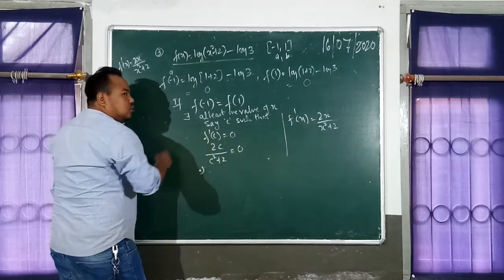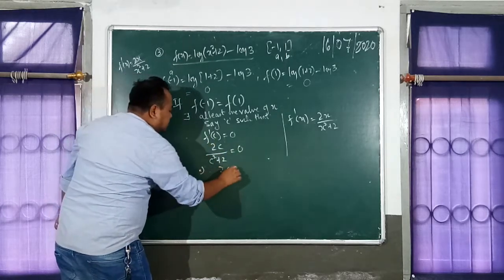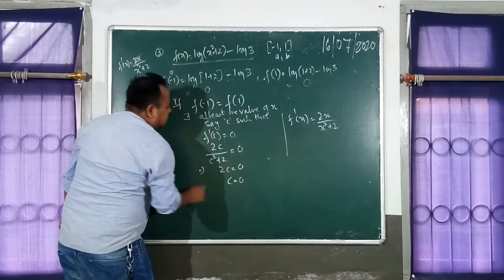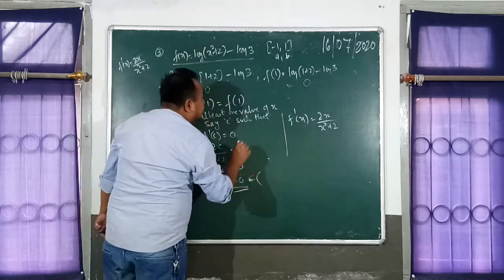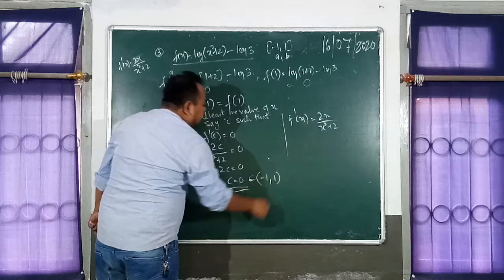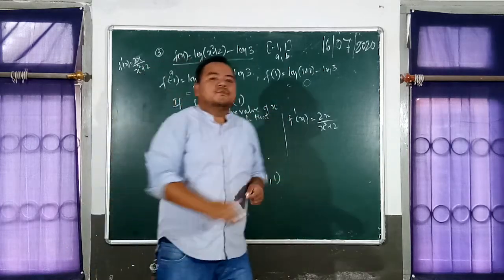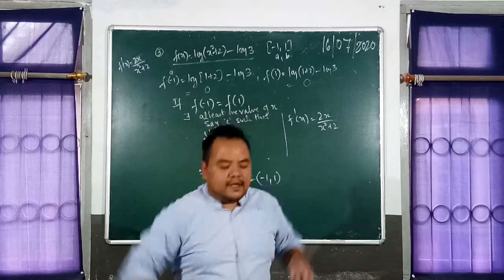So c squared plus 2 goes up and becomes 0. So 2c equal to 0, c equal to 0. So this is what you had to show. That means the value of c must be between the given interval, that is -1 and 1. That is how you verify Rolle's theorem.